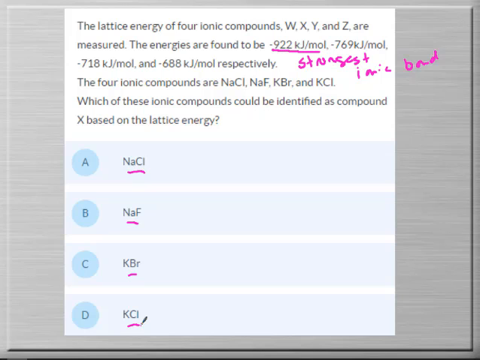And then rank them. Once you've ranked them, then look at these lattice energies and match them up. Restart when you're done.